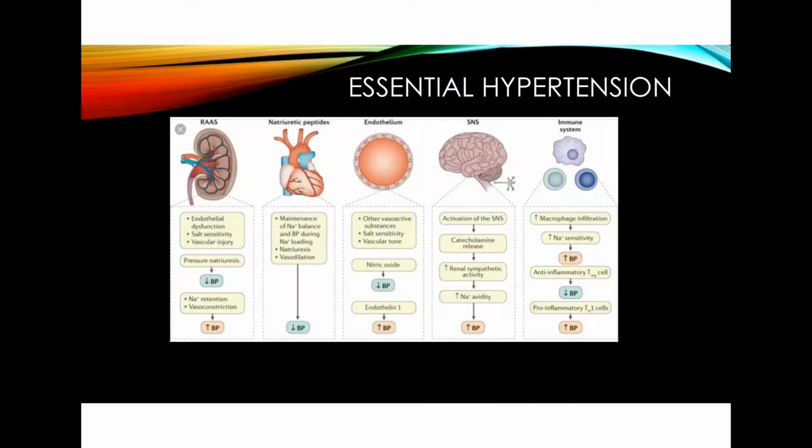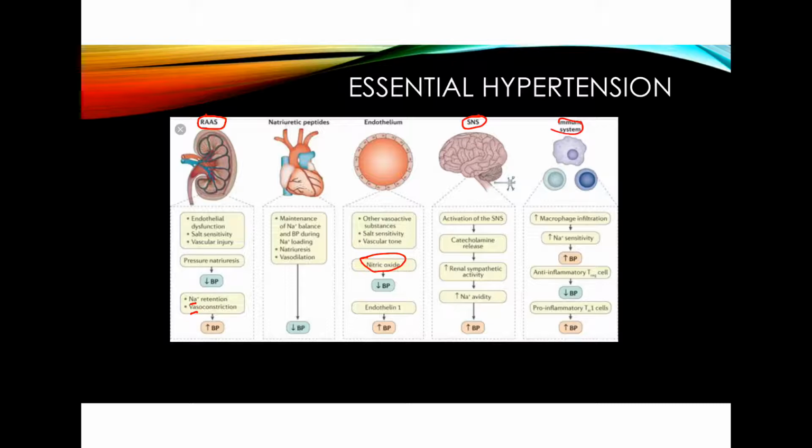Here's a schematic of the factors at play that cause primary hypertension or essential hypertension. These include the elevated activity of the sympathetic nervous system, the increased activity of the renin-angiotensin-aldosterone system, which leads to sodium retention and vasoconstriction, the decreased levels of nitric oxide produced in the endothelium, as well as imbalances in inflammatory factors produced by the immune system.